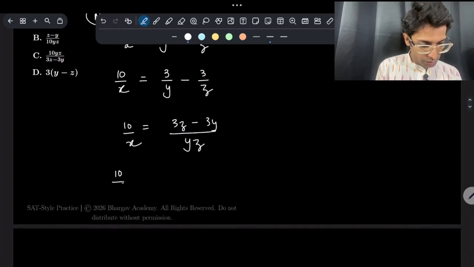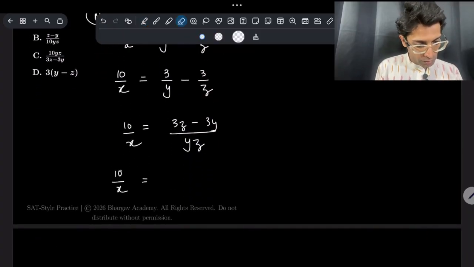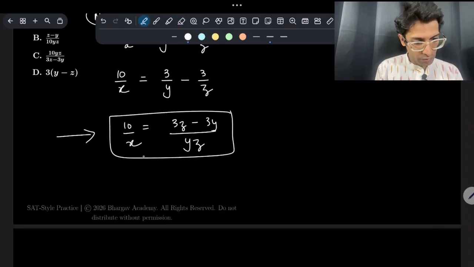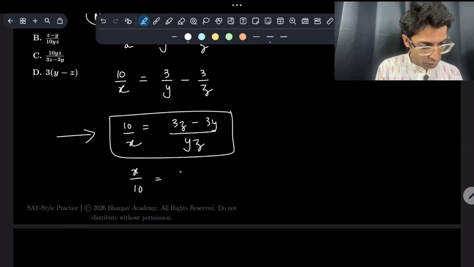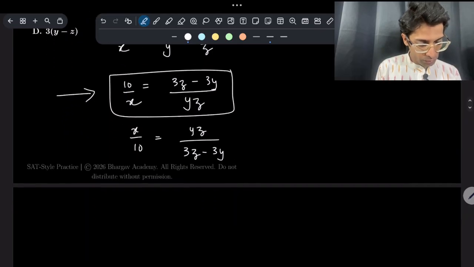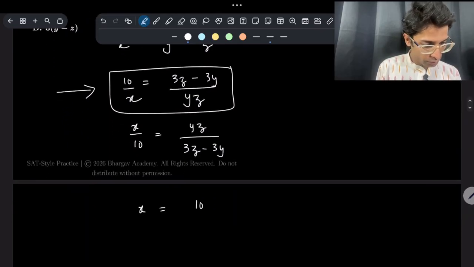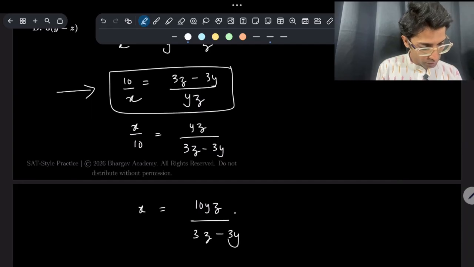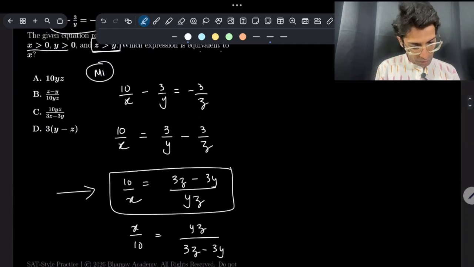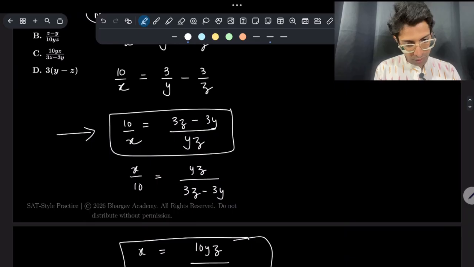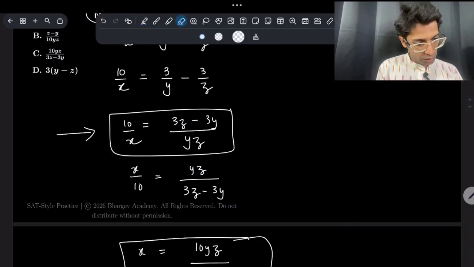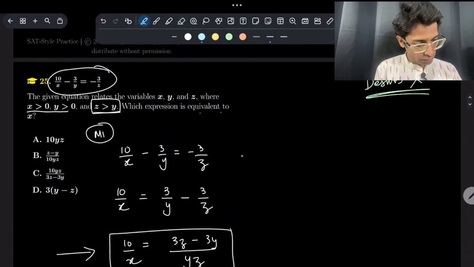So 10 by x is equal to, let me flip this numerator and denominator. So from here I can calculate the value of x. It comes out to be 10yz by 3z minus 3y. So this is the value of x. Does it match any option? Yes, it does. This is the answer. Now let me show you the other way. Method 2.